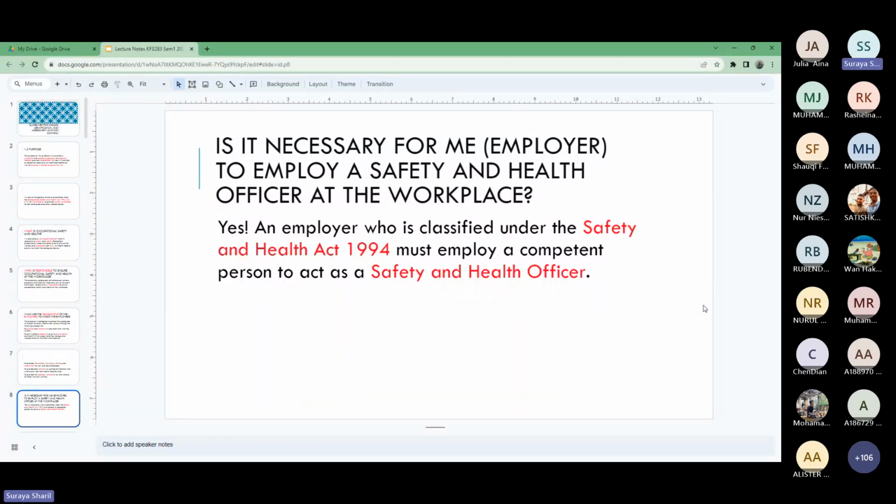So is it necessary for the employer to employ a safety and health officer at the workplace? Yes, an employer who is classified under the Safety and Health Act 1994 must employ a competent person to act as a safety and health officer.